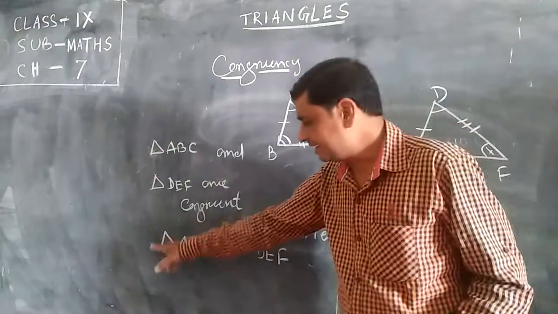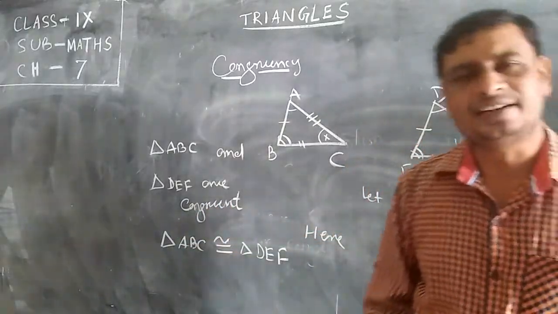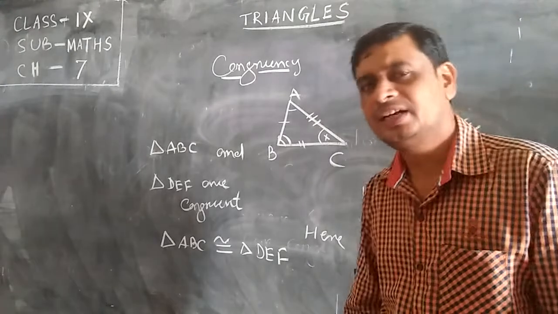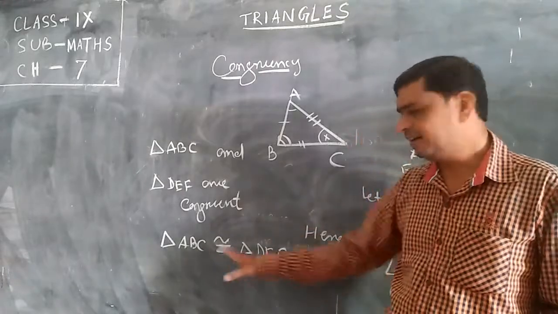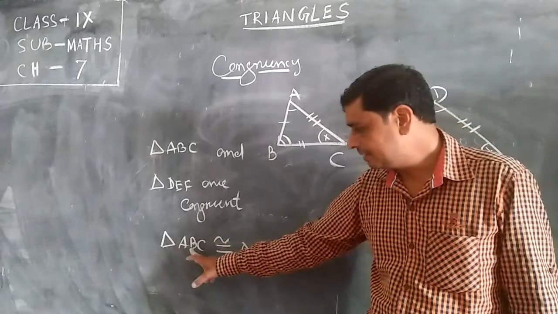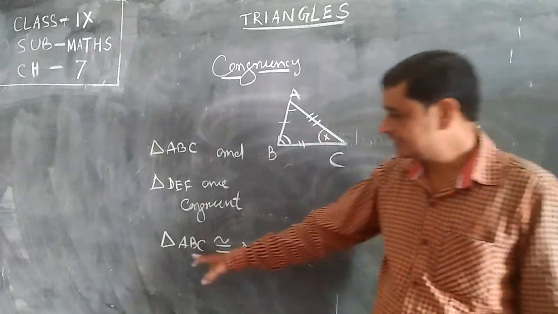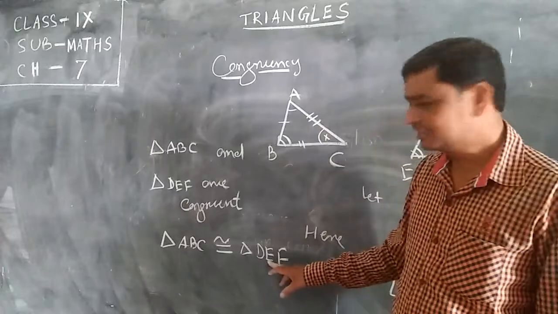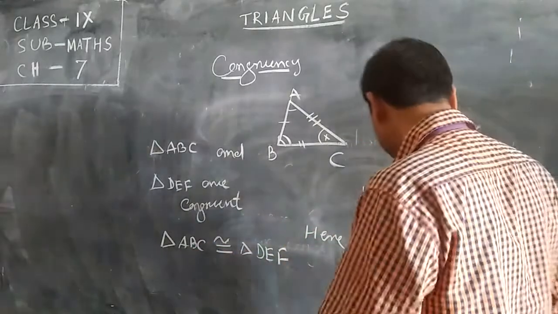If congruent figures are written in this way, we can determine which sides are corresponding and equal, and which angles are equal, by looking at the statement. Like triangle ABC and triangle DEF are congruent. So angle A equals angle D, angle B equals angle E, angle C equals angle F, and side AB equals side DE, side BC equals side EF, and side AC equals side DF.